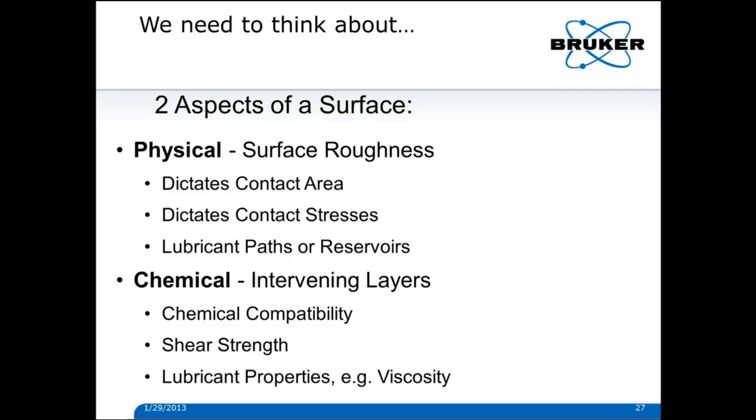So we need to think about two aspects of a surface as tribologists: the physical aspect and the chemical aspect. For physical, we might restrict that to surface roughness. There's a little bit more to that, but the surface roughness certainly dictates the contact area, and by that I mean the real area of contact as opposed to the apparent area of contact. And these would be the asperities that touch when two surfaces are placed in contact.